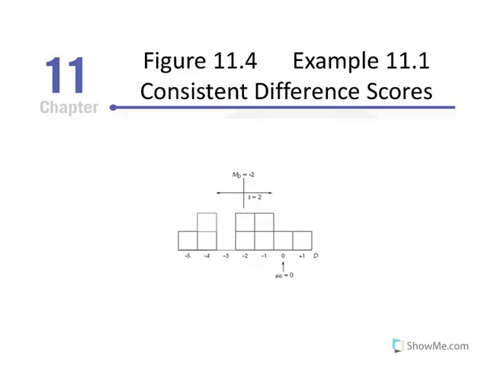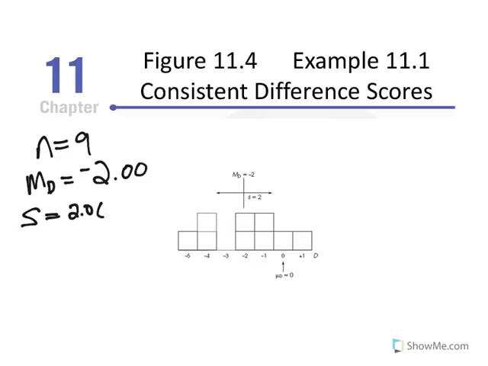In example 11.1, we obtained a sample of 9 participants who produced a mean difference equal to -2, with a standard deviation equal to 2 points. The sample mean and standard deviation describe a set of scores centered at M_D equal to -2, with most of the scores located within 2 points of the mean.